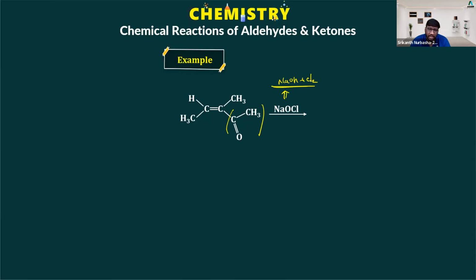NaOX is a milder oxidizing agent. When treated with a milder oxidizing agent, methyl ketones will form the respective carboxylates. You get C=O O minus, the carboxylate is obtained. C=O O minus will develop an electrostatic force of attraction with Na plus. Yes or no?